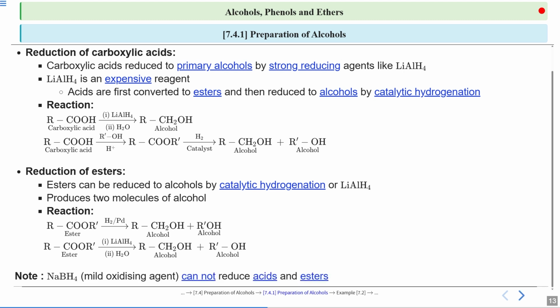There is a note. The note is that sodium borohydride, NaBH4, which is a mild reducing agent, cannot reduce acids and esters, which require stronger reducing agents. Okay, so NaBH4, that is sodium borohydride, we don't suggest using as a reducing agent for the acids and the esters.